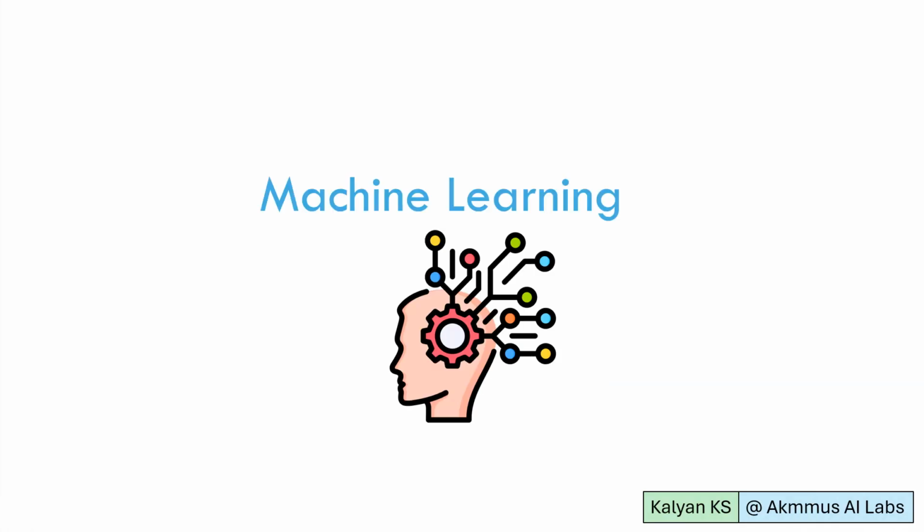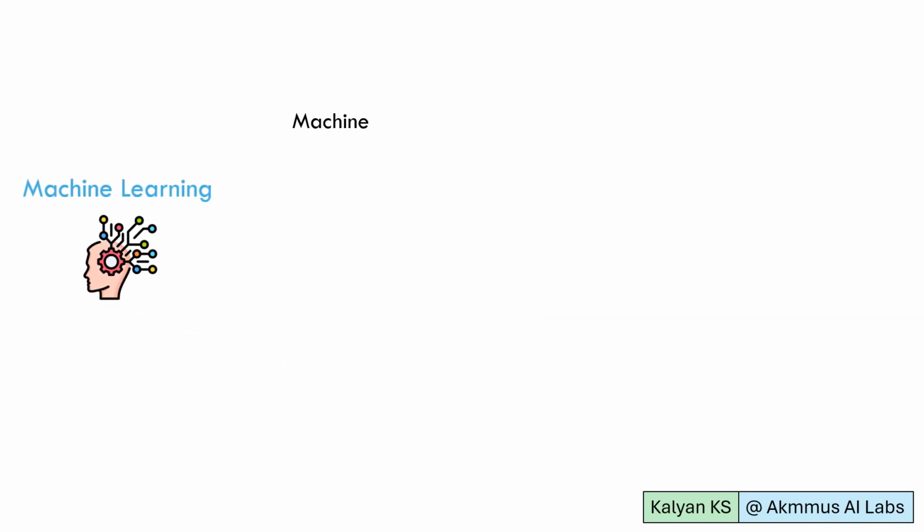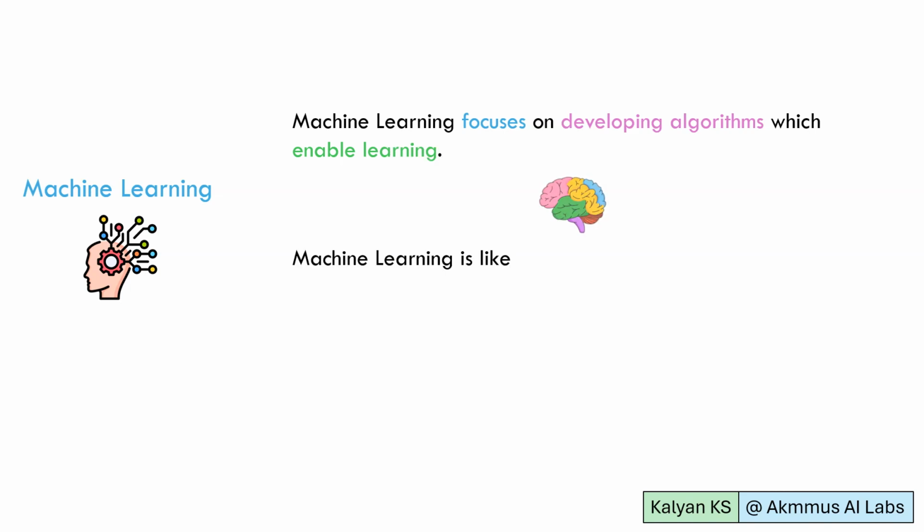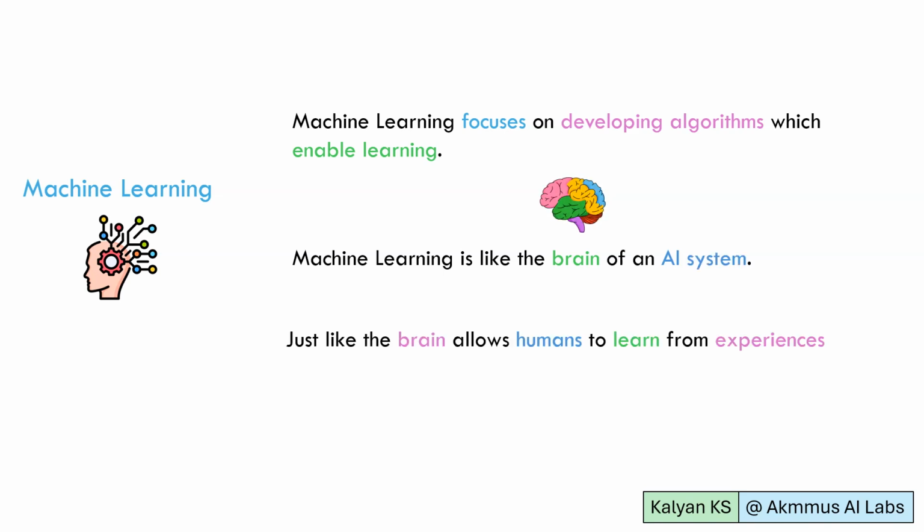First, let us see machine learning. Machine learning focuses on developing algorithms which enable learning. In simple words, machine learning is like the brain of an AI system. Just like the brain allows humans to learn from experiences, ML allows computers to learn from data.